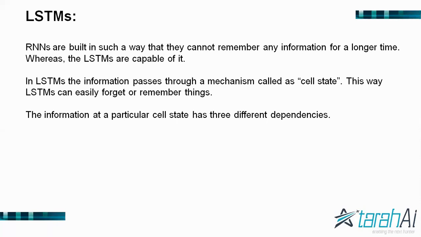So LSTMs are usually endowed with a slightly more complex internal architecture of every node, which enables them to give each cell something known as a state. So each cell state can have multiple dependencies. We will look at basically three kinds of gates which are helping LSTMs to get a more complex structure and thereby endowing it the long-term memory as compared to a conventional RNN.